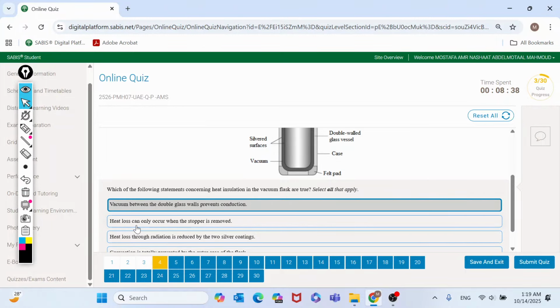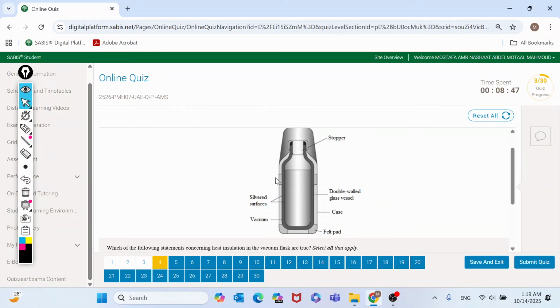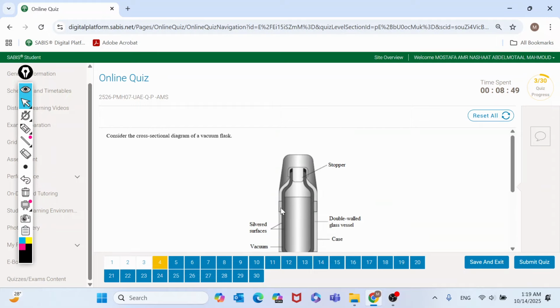Heat loss can only occur when the stopper is removed. Yes, because this is all insulating. When the stopper is removed, then heat can escape. Let's say you don't have the stopper, heat is just going to escape.